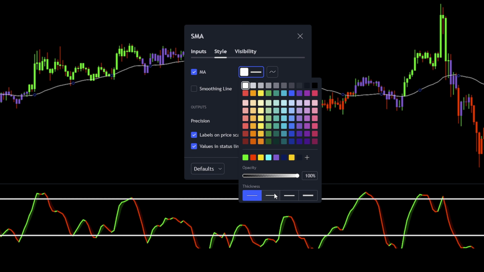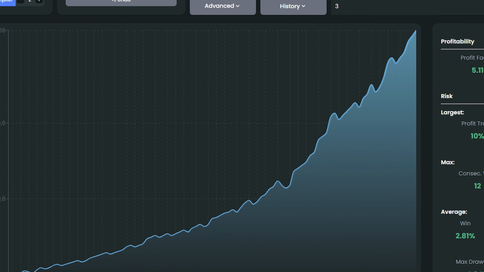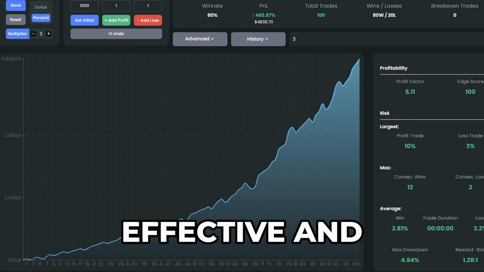To recap, we've covered the key rules for entering long and short trades using this strategy. It's simple, highly effective, and enhanced with the right tools.